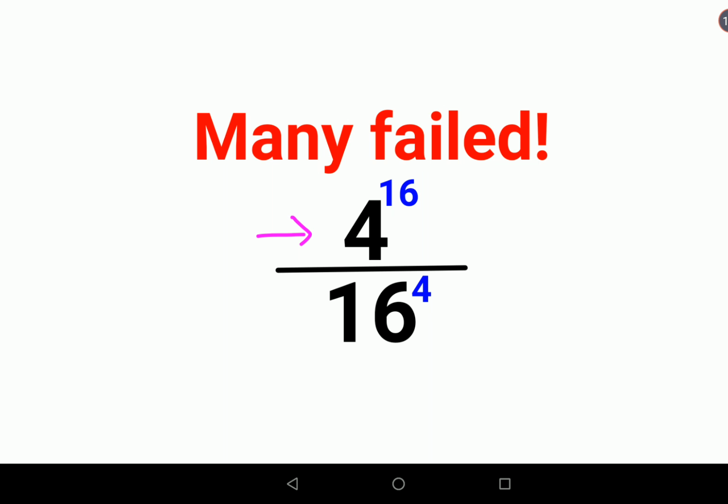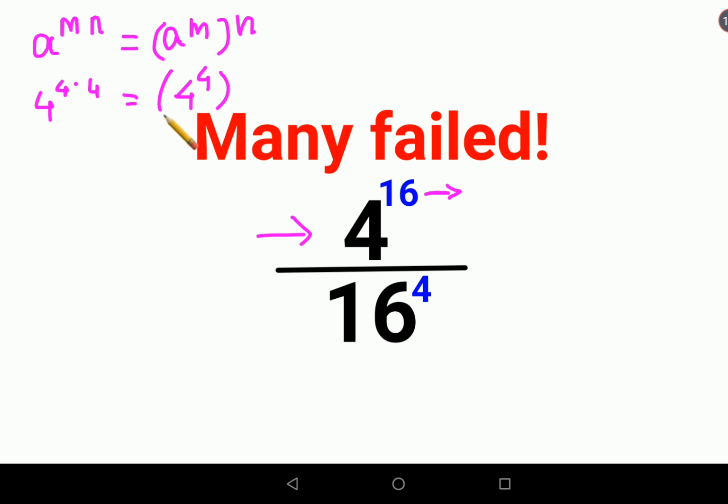Now, one very basic important rule of laws of indices is that a raised to m into n can also be written as a raised to m, the whole raised to n. So now, this 4 raised to 16, I can very well write as 4 raised to 4 into 4. So from here I can write this as 4 raised to 4, the whole raised to 4, right? So basically, instead of this 4 raised to 16, I will write 4 raised to 4 the whole raised to 4, and I also have 16 raised to 4.